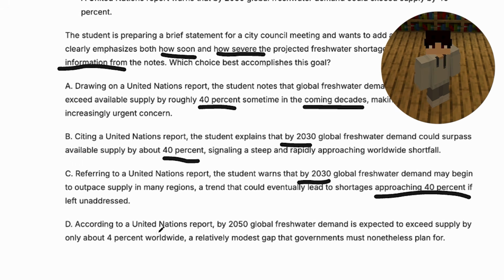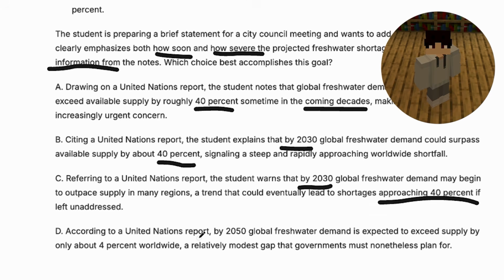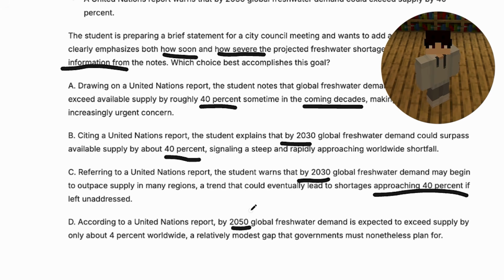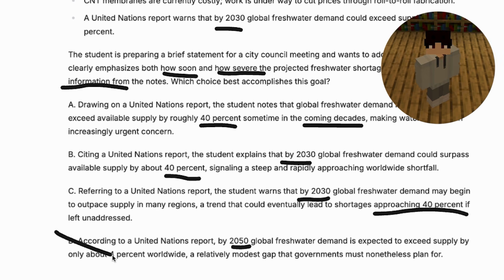According to a United Nations report, by 2050, global freshwater demand is expected to exceed supply by about 4% worldwide. Okay, 2050, that's definitely different. So we've got to really look at this now. The CNT membranes mimic the water channel's aquaporin proteins, letting water flow rapidly while blocking salt ions. This study found that CNT membranes perform 70% better for desalination. So D is going to be the wrong one. Also A, so it's between B and C now.